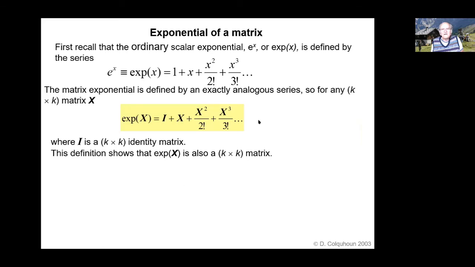We'll quickly revise what the exponential of a matrix means. It's defined by analogy with the scalar exponential, which is defined in this way by this infinite series. The matrix exponential is defined in an exactly analogous way, where I is the identity matrix, which has ones on the diagonal and zeros everywhere else. It's like a 1, because multiplying by it doesn't change anything. So we can define the matrix exponential sum simply by adding matrices and multiplying them. And it shows that e to the x is also a k by k matrix.